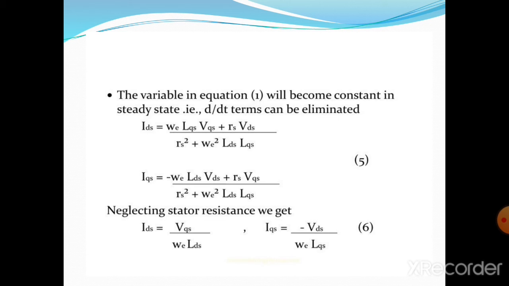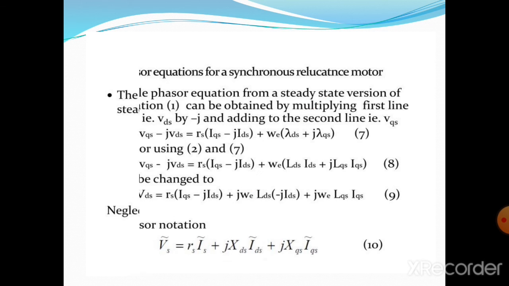This equation is derived from the fifth equation, also neglecting the stator resistance. Stator resistance, that means Rs, is removed, and we get the answer. IDS is equal to VQS divided by WE into LDS. IQS is equal to minus VDS divided by WE into LQS.